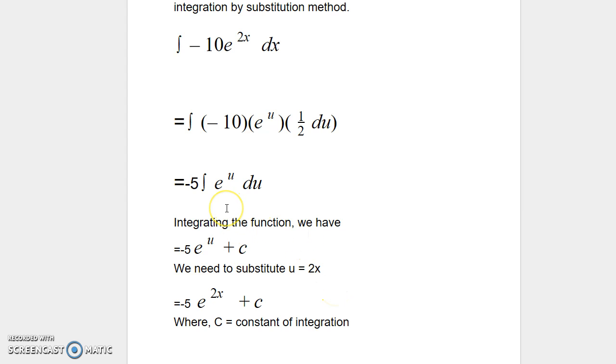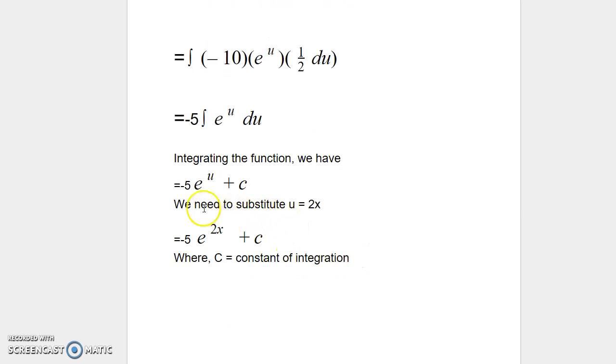Now we are going to use the rules of integration to simplify this. We know that integral e to the power of u du is equal to e to the power of u. So I can write this as minus 5 e to the power of u plus c, where c is a constant of integration. We need to express our solution in terms of x, not in terms of u. So wherever we see u, I'm going to rewrite that as 2x. That is equal to minus 5 e to the power of 2x plus c, where c is a constant of integration.